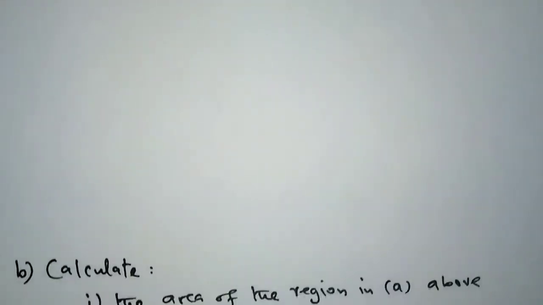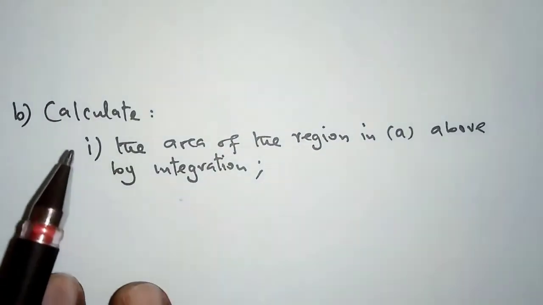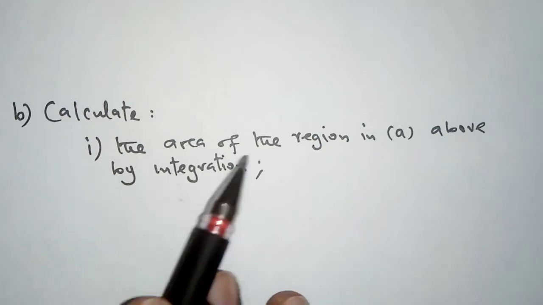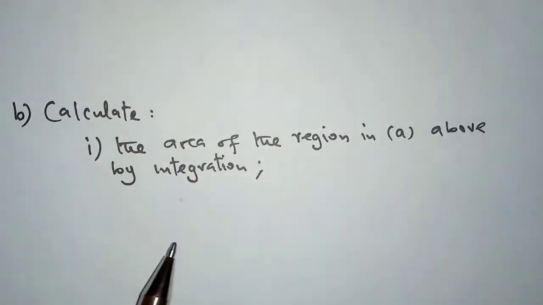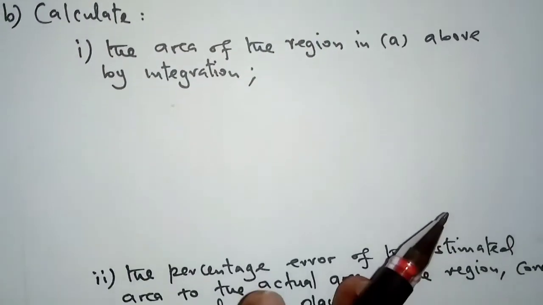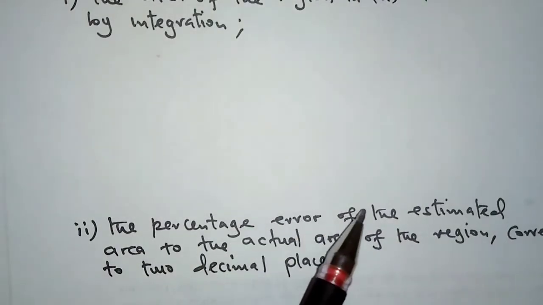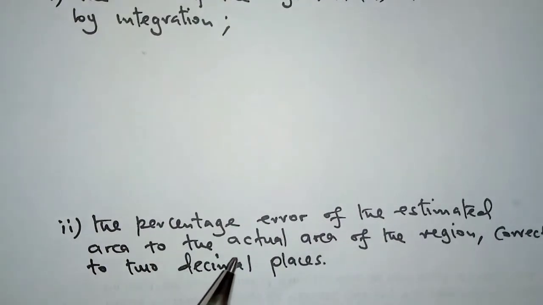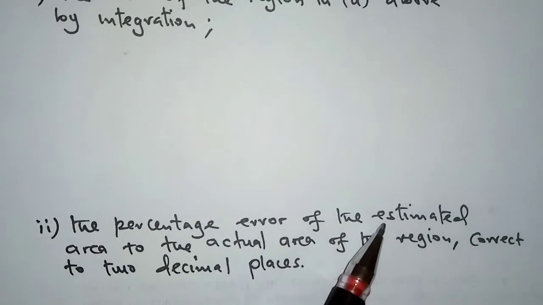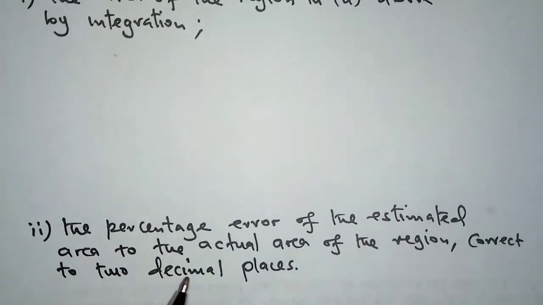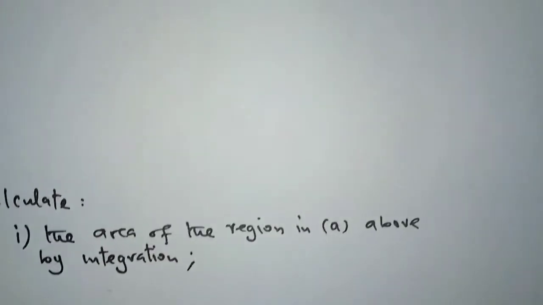Then part B will answer these. Calculate, Roman 1, the area of the region in A above by integration, and finally the percentage error of the estimated area of the actual area of the region correct to 2 decimal places.